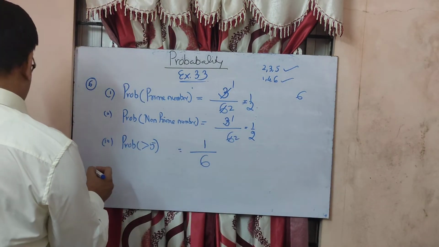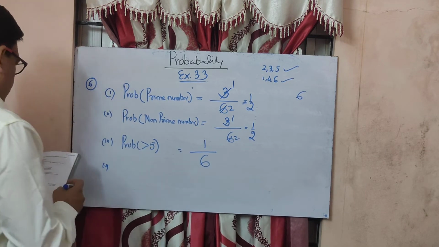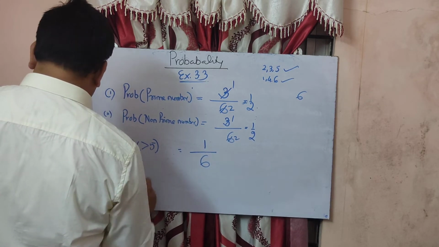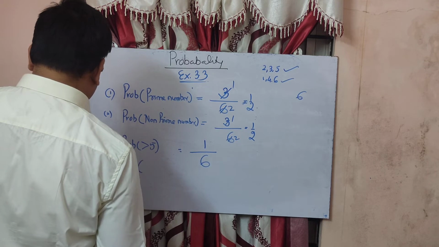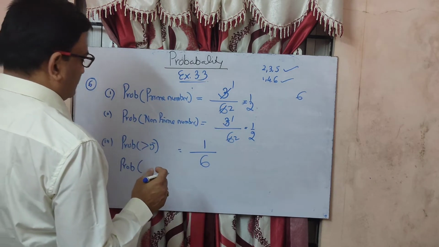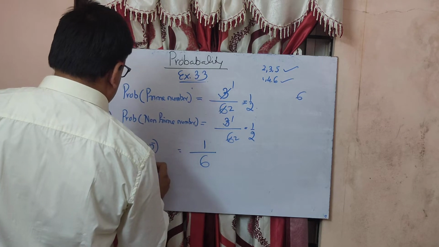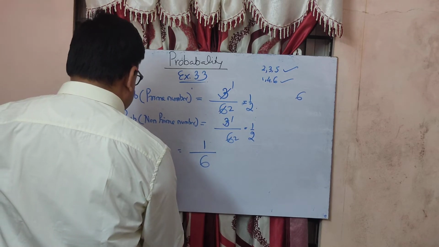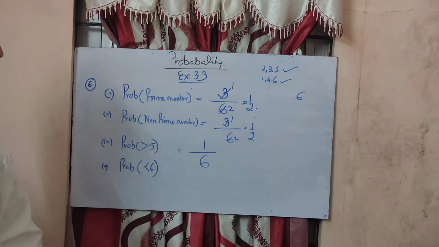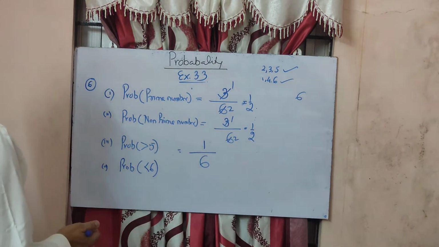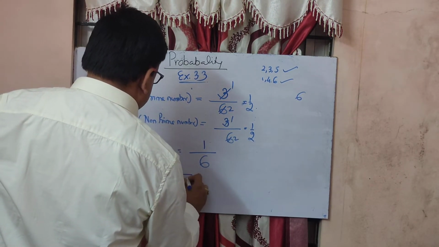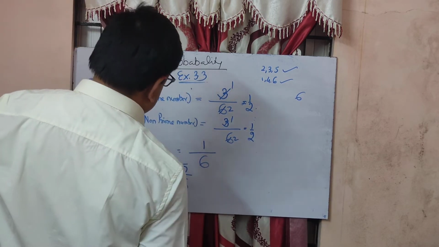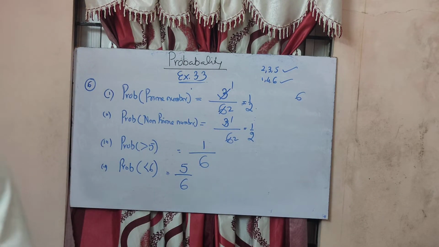The last one. A number not greater than 5. Probability of not greater than 5. It means what? That is less than 6. You can even write not greater than 5 or less than 6. How many are there? Total 6. Not greater than 5, 1 to 5. That is 5 upon 6. 5 upon 6 is the answer.